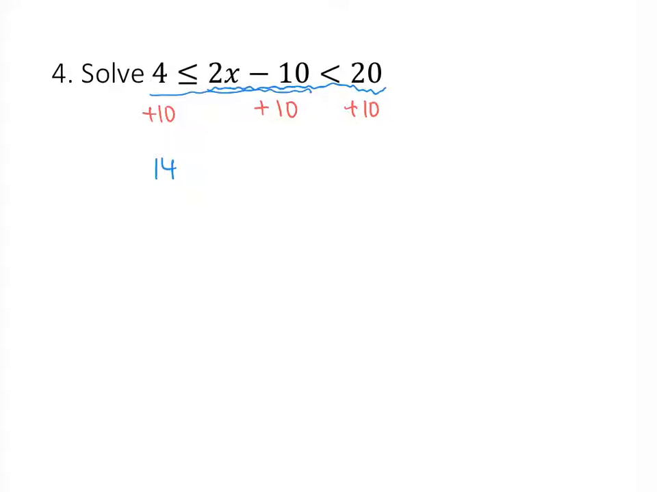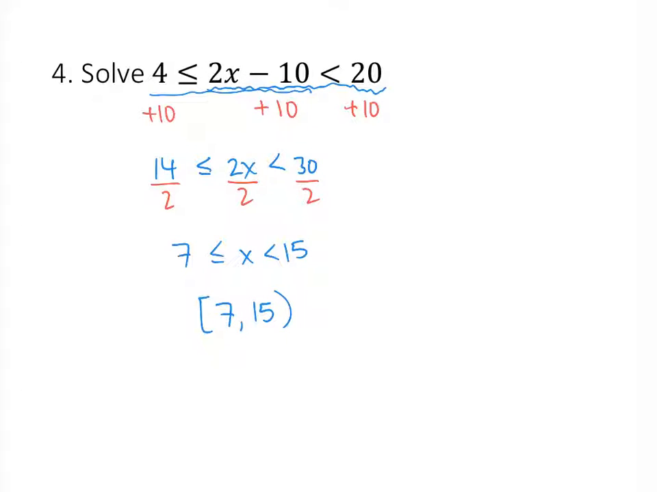That's going to give us 14 is less than or equal to 2x, which is less than 30. And now we want to get rid of the 2, so we'll divide everything by 2. That gives us 7 is less than or equal to x, which is less than 15. And again, writing that in interval notation, since we have less than or equal to by the 7, we have square brackets, and since it's a less than by the 15, we use round brackets.